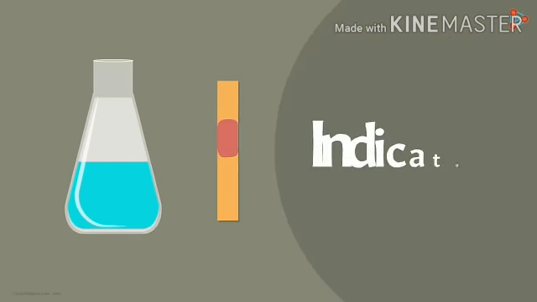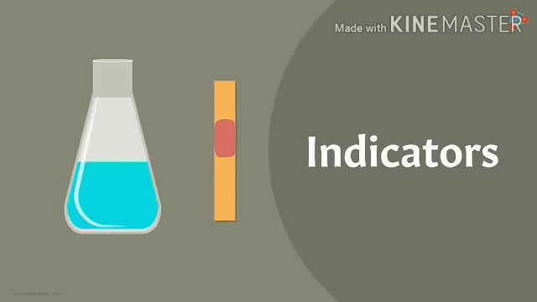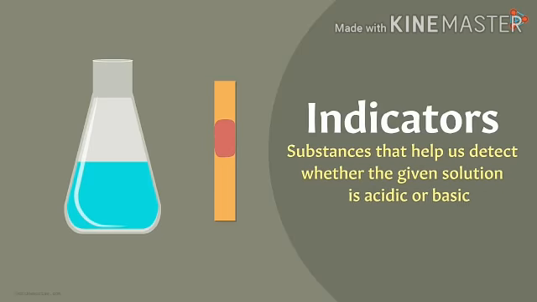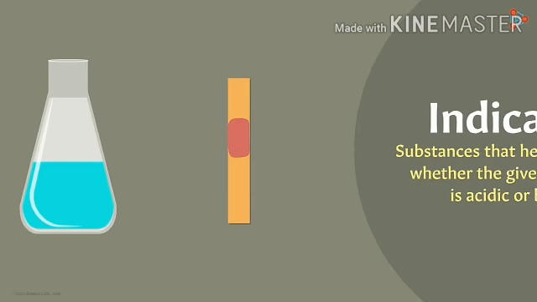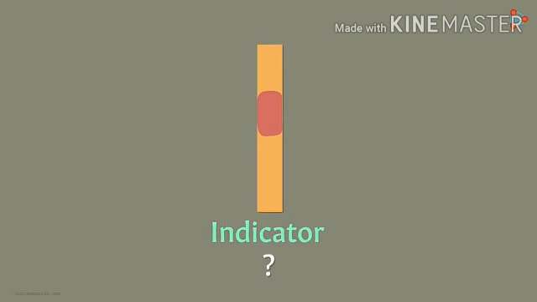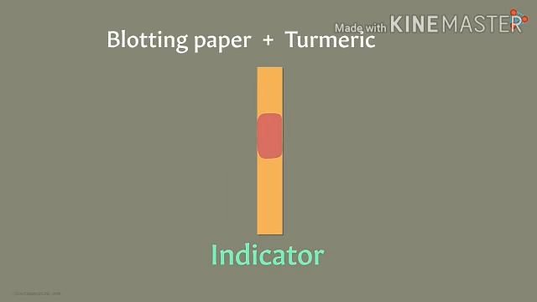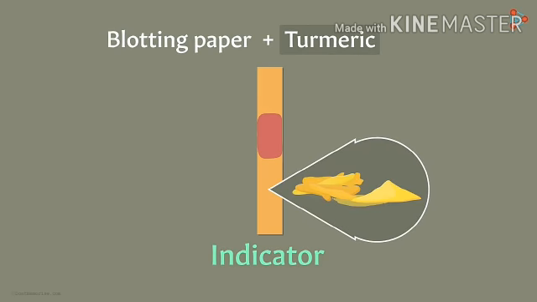Do you remember understanding the concept of indicators in the previous video? These are nothing but substances that help us detect whether the given solution is acidic or basic without having to taste it. So is this yellow paper an indicator? Yes, it is. And what is this made up of? It's simply a blotting paper with turmeric applied to it. Turmeric? Yes, it is. The same turmeric that's used in the kitchen. Turmeric is an excellent indicator to detect the acidic or basic nature of the solutions.